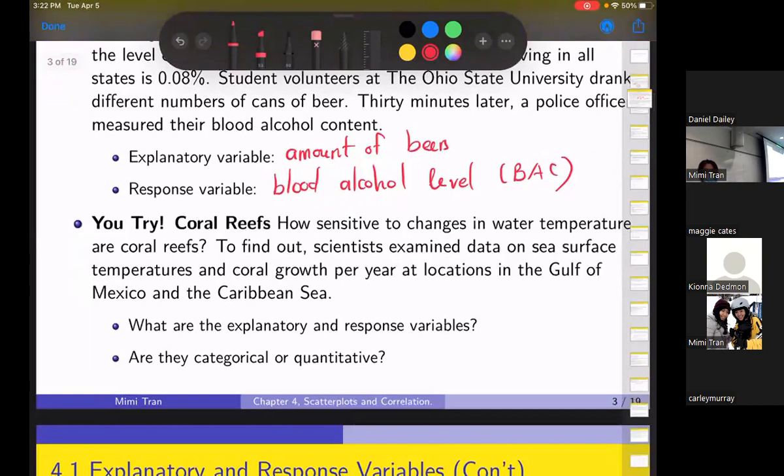All right, let's try the second one, coral reefs. Make sure you answer, are they categorical or quantitative as well?